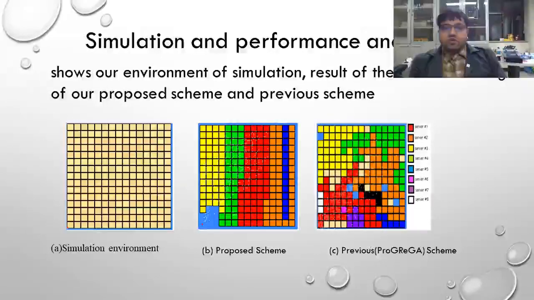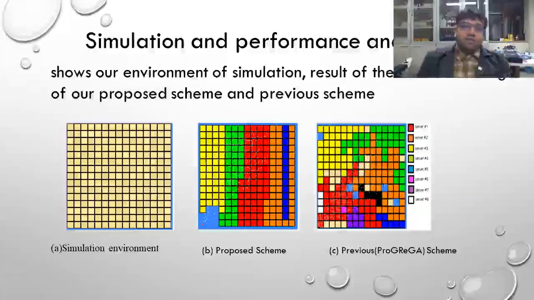In this result, it shows the environment of the simulation, the result of the load balancing system, and the proposed scheme and the previous scheme. Section A is the simulation environment, and this is how the proposed system balances the load. And this is our previous system, ProGRE GA, which is a genetic algorithm-based scheme. This is how it simulated and optimized the previous server. But ours is very fast, simulated by the reinforcement learning system, and it is far better in performance than the previous system.